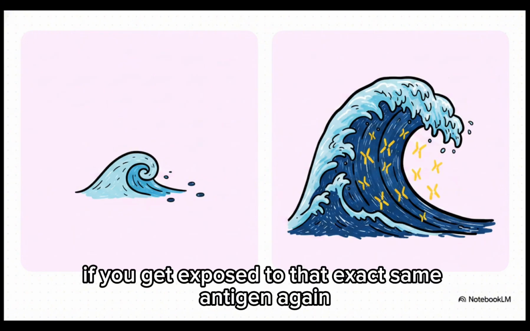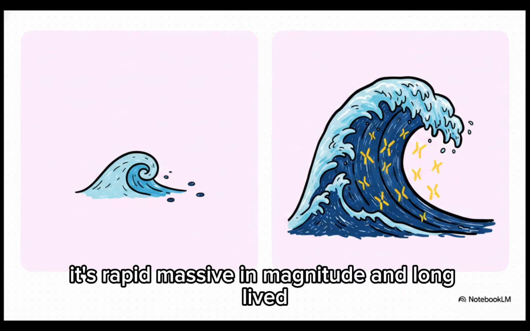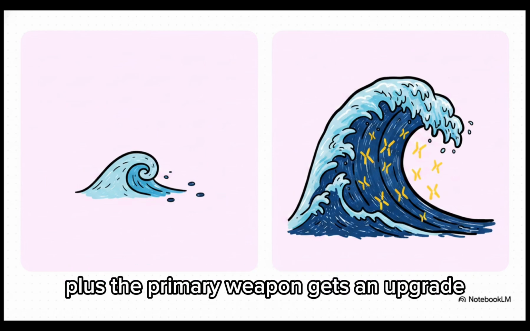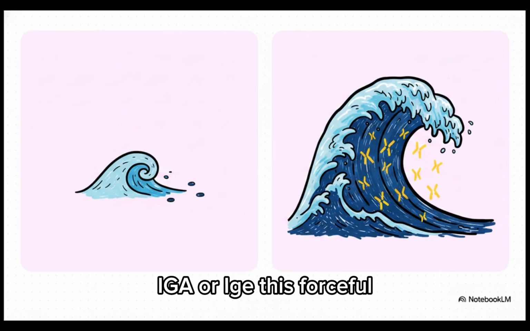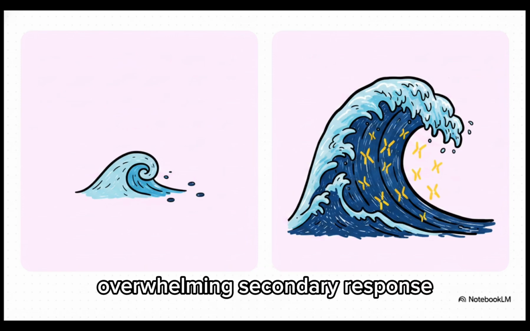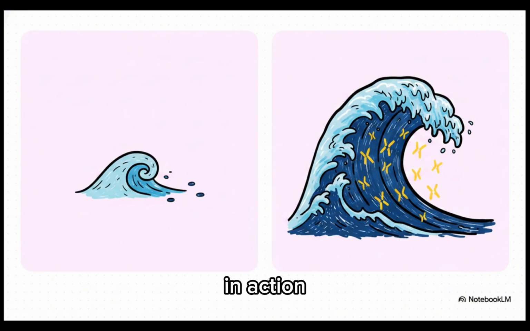If you get exposed to that exact same antigen again, your body's response is totally transformed. It's rapid, massive in magnitude, and long-lived. Plus, the primary weapon gets an upgrade. Instead of IgM, the body just floods the system with IgG, IgA, or IgE. This forceful, overwhelming secondary response, that is the literal function of immunologic memory in action.